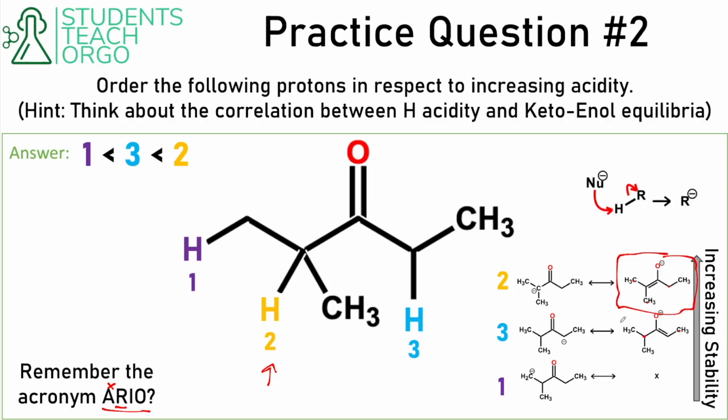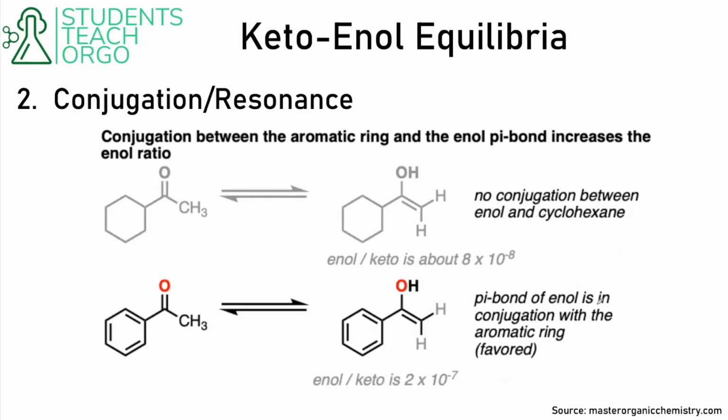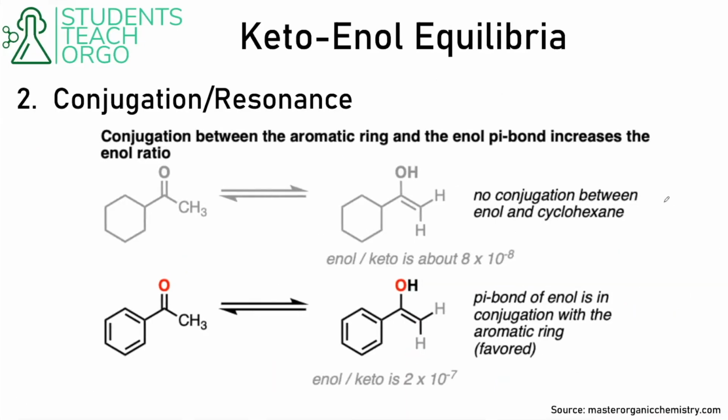They'll ask you questions about this and ask for which is the more acidic proton to test your knowledge of the equilibria between the carbonyl and enol or enolate form. Alright, the next factor that can determine the equilibria between the carbonyl and enol or enolate form is conjugation or resonance. So we've got these 2 molecules right here. This is benzene, this is cyclohexane, and so you can see the difference between these 2 enol forms is that this enol form right here is more conjugated.